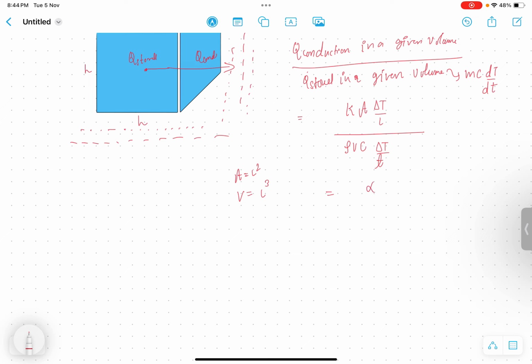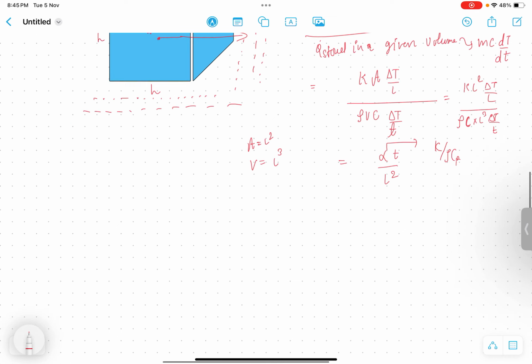and by simplifying we can get alpha t by L square. How? k L square, A is L square, delta T by L, upon rho times c times L cube delta T by t. So if we simplify, this is c and alpha is nothing but thermal diffusivity, right? So we get this ratio. This ratio is known as Fourier number.